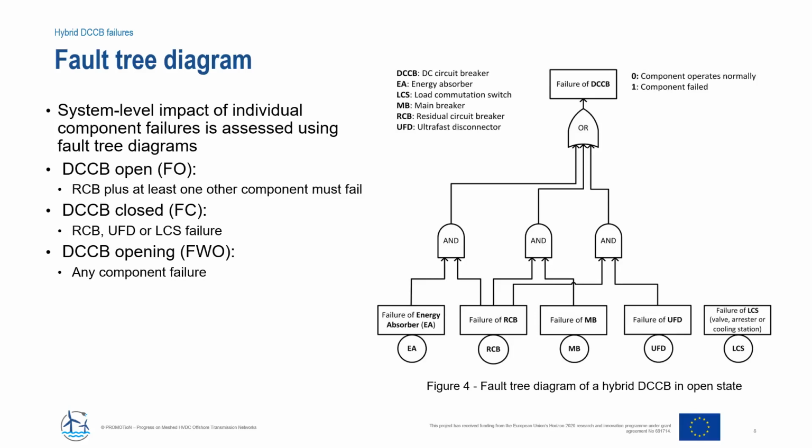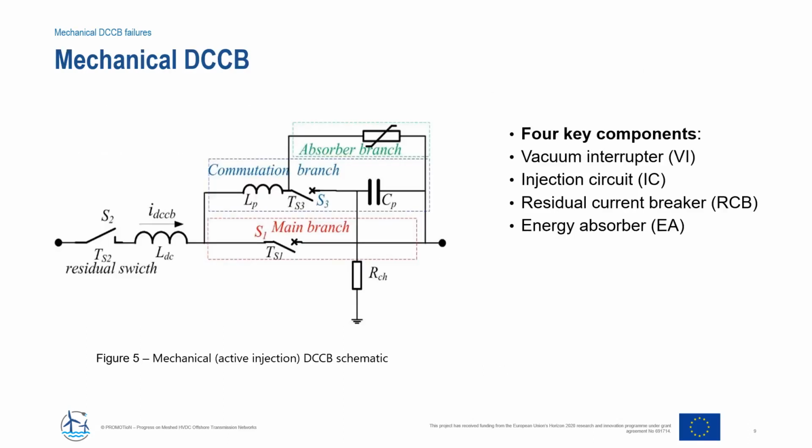Therefore, the breaker is most vulnerable to component failures at the same time when it is most needed, when a fault has occurred in the grid and the fault needs to be neutralized. By applying the same principles as with the hybrid DC circuit breaker, we analyze the failure modes of the mechanical DC circuit breaker. The mechanical DC circuit breaker shown on this slide consists of 4 key components: the vacuum interrupter, the injection circuit, the residual current breaker, and the energy absorber.